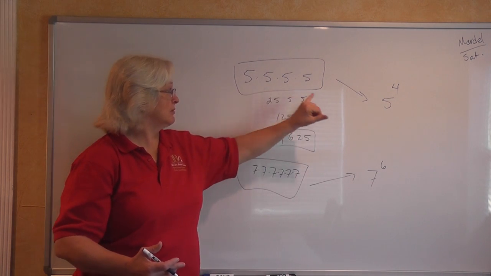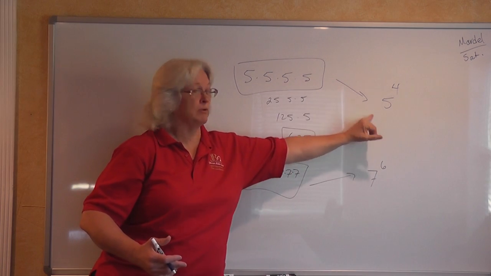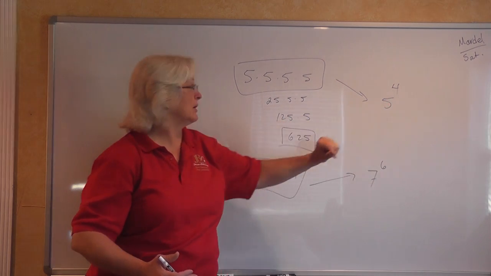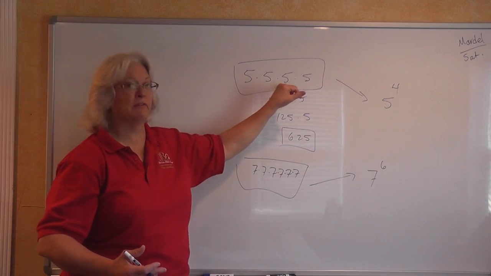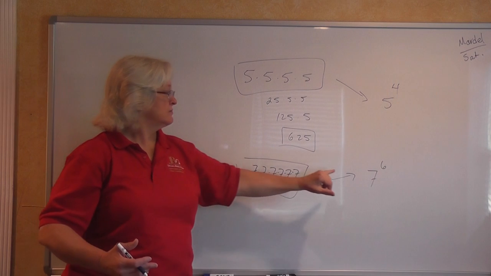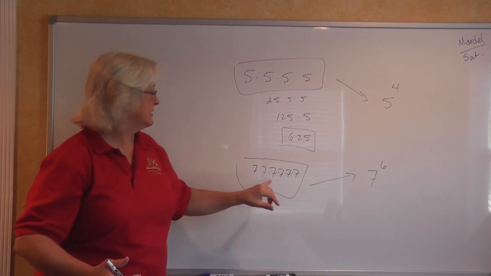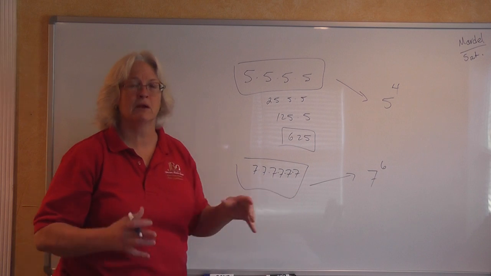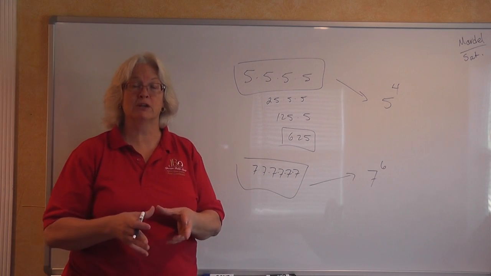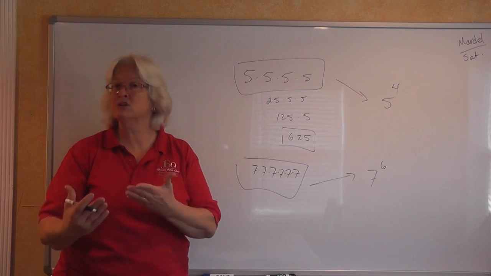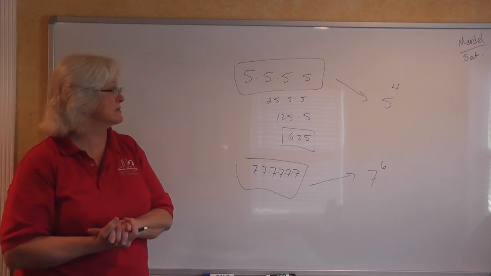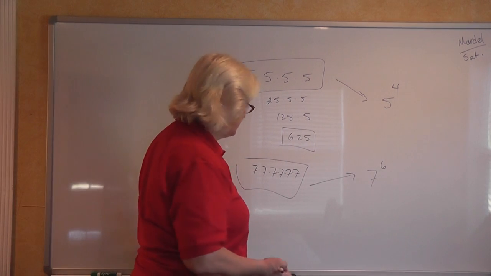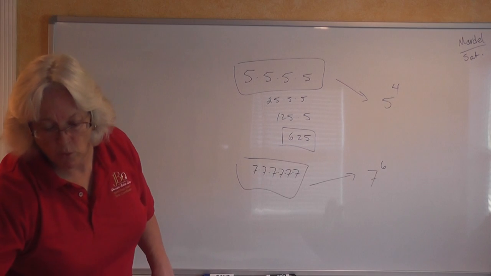It's much faster to read and to write 5 to the 4th than to read 5 times 5 times 5 times 5, or to read 7 to the 6th than to say 7 times 7 times 7 times 7 times 7 times 7. It's a shorthand notation. It's easier to write. You're much less apt to get confused with things. This is what we call exponential form.